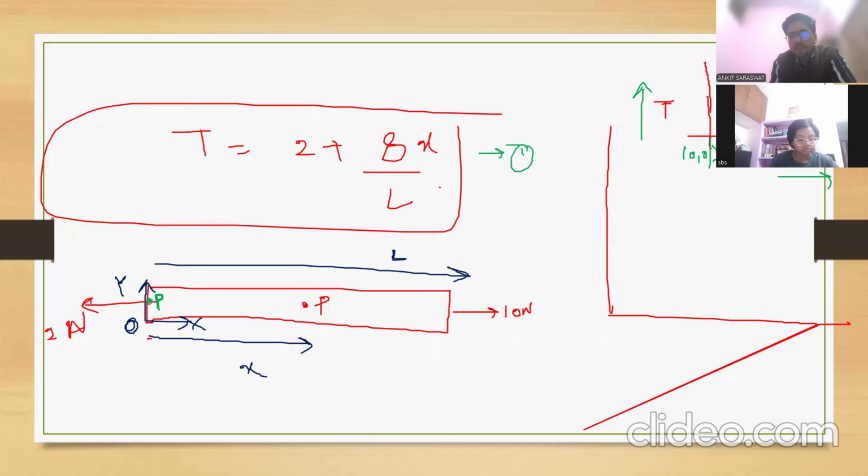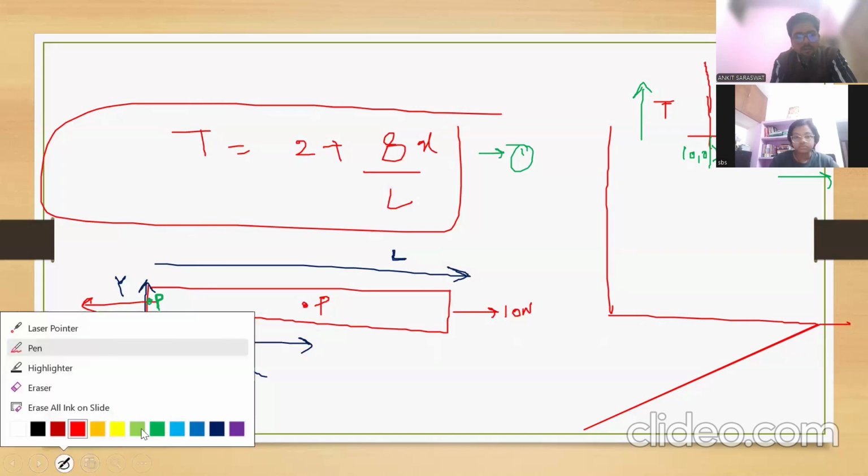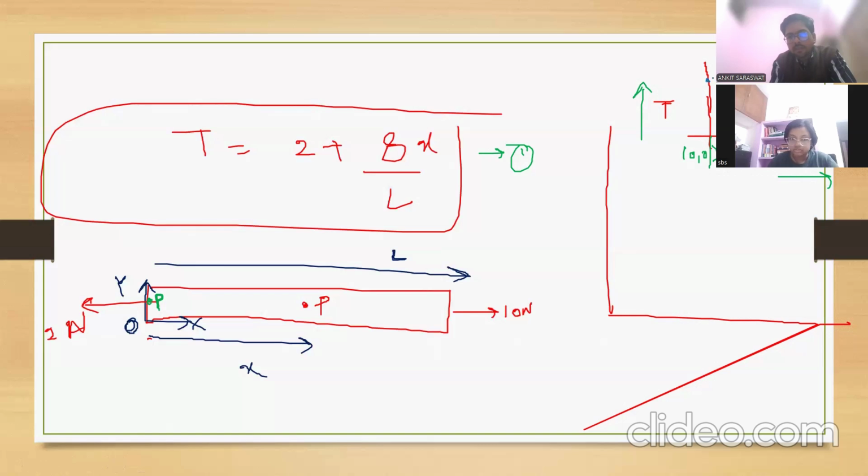Just draw, more analysis you will get. Just draw 2 Newton on the graph. I have drawn it like this, okay? X is 0, the coordinate is 0 comma 2. Tension is in Newton. Now my question is, when this point P is here, then X will be what? L. X is varying from 0 to L. When point P is at the leftmost end, it is 2 Newton. When this point is at the rightmost end, then X is L.